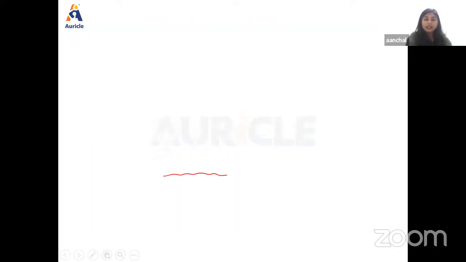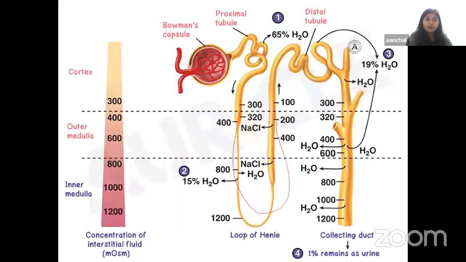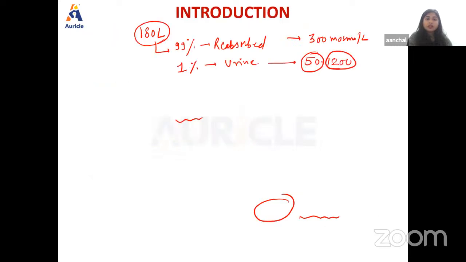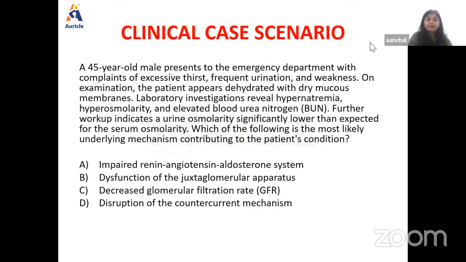Now we have a clinical case scenario also. The case is that a male presents to the emergency department with complaints of excessive thirst, frequent urination, and weakness. On examination, the patient appears dehydrated with dry mucous membranes. Laboratory investigation reveals hypernatremia, hyperosmolarity, and elevated blood urea nitrogen. Further workup indicates a urine osmolarity significantly lower than expected. Which of the following is most likely the underlying mechanism contributing to the patient's condition?